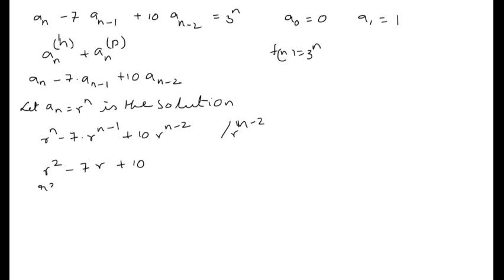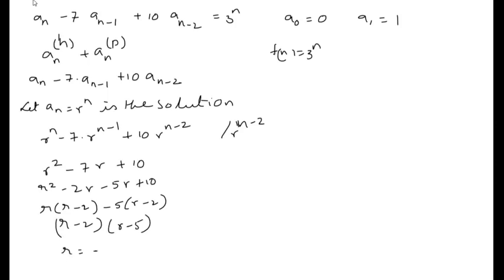We can write it as r^2 - 2r - 5r + 10. So this can be written as r(r - 2). Here we can take -5 as common, (r - 2). So we can write it as (r - 2)(r - 5). So here the roots are 2 and 5. These two are distinct roots.